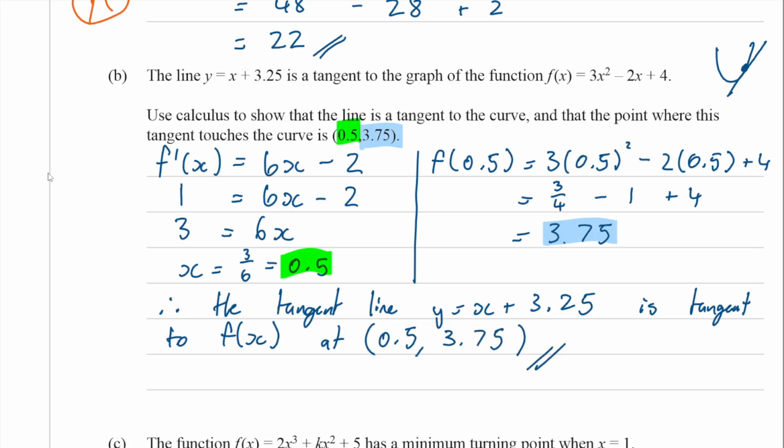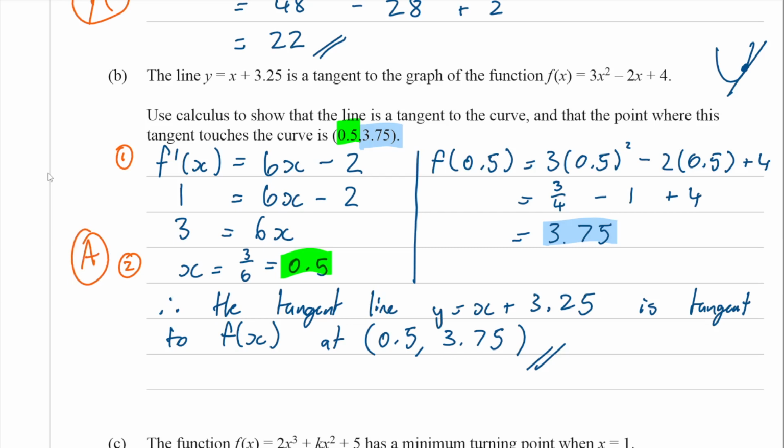Awesome. So just to recap that question, it was verifying that a straight line is tangent to a given function. Our step 1 was to find the derivative, f prime of x. We then use that and the fact that the gradient must equal 1, and we solved for the x coordinate of the intersection point. And if you got that far, you would get achieved for this question.